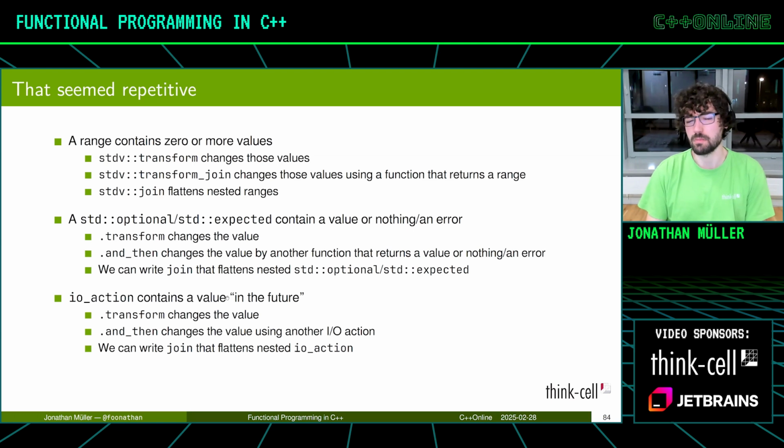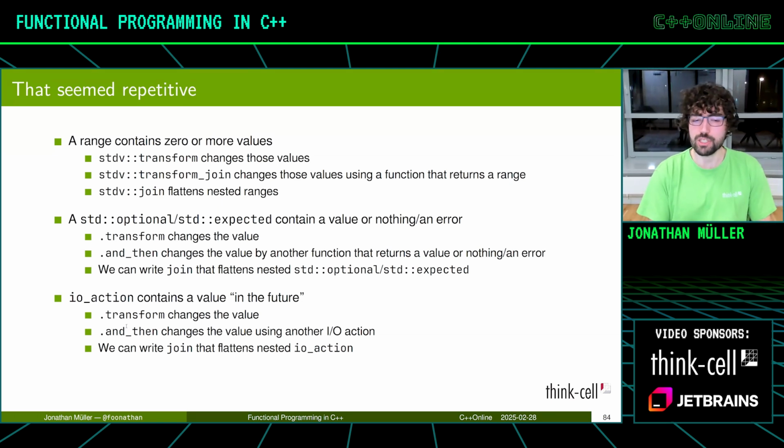And finally, we looked at action. And we can also say that the action contains a value in the future. Right? It describes how to get a value, but it's not there yet. But it contains a value in the future. And when you do the transform, you can change the value. Right? You can compose them and change the value without actually having it, because you simply say, hey, once you have the value, please change it using this function.